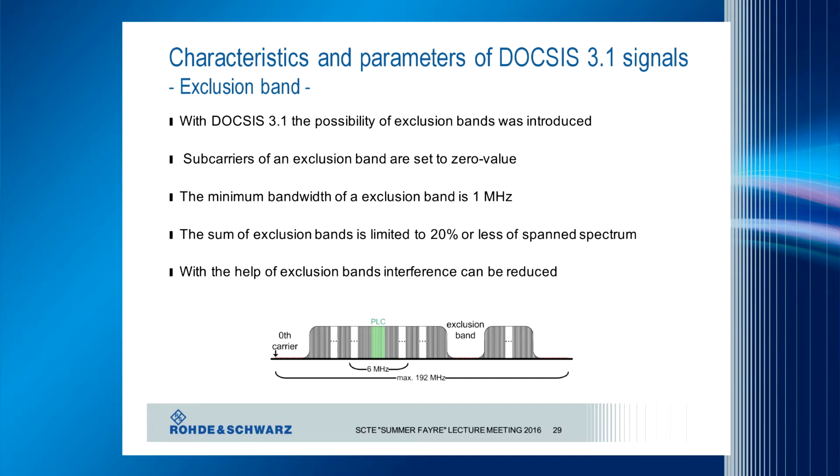And so the exclusion bandwidth offers different possibilities. It's important to know that the bandwidth of the exclusion band is not allowed to be smaller than 1 megahertz, and in total, not more than 20% of the spectrum should be switched off. That makes no sense otherwise, of course. You would lose a lot of bandwidth.